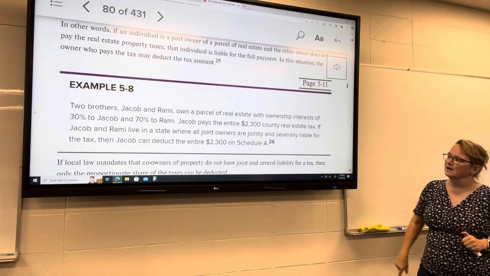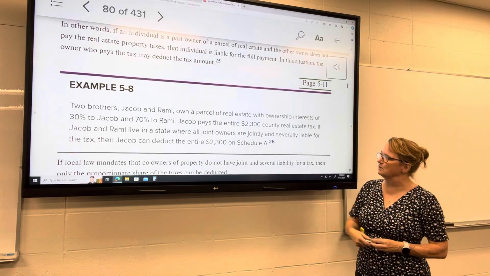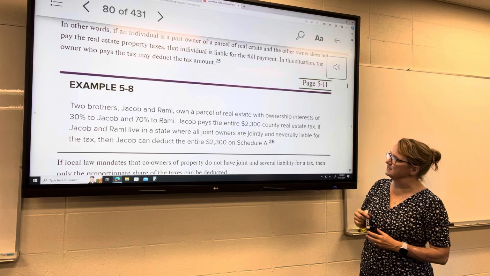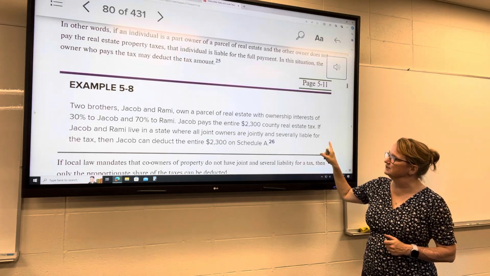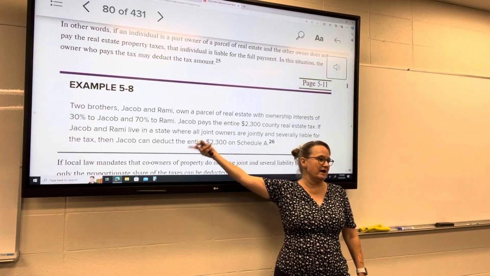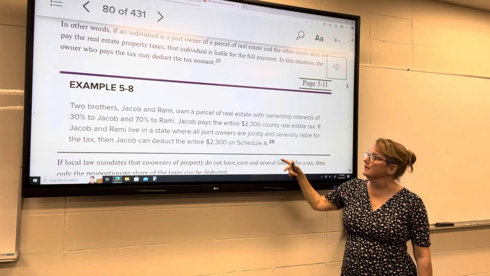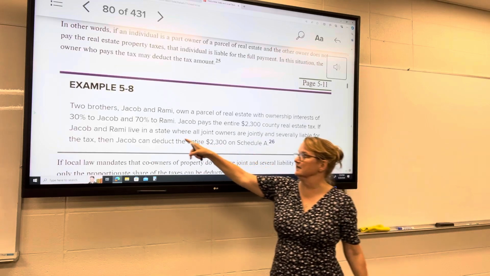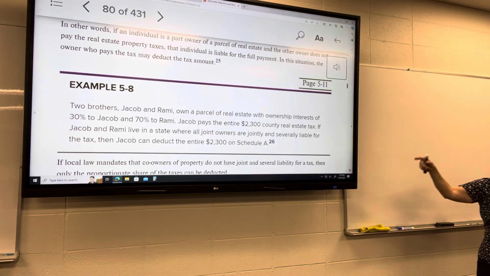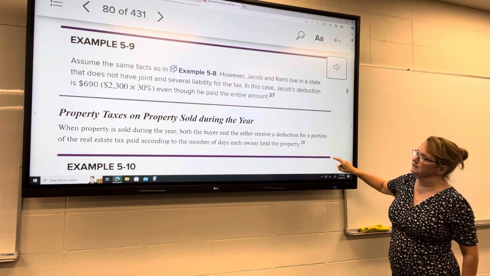Here's an example here. Jacob and Rami own a parcel of real estate with ownership interests 30% to Jacob, 70% to Rami. Jacob pays the entire $2,300 real estate tax. If they are jointly and severally liable, then Jacob gets to deduct the entire $2,300 because they could come after him for the whole amount, right? If they're not jointly and severally liable and he pays the $2,300, he's only going to get a deduction for 30% of that $2,300 because that wasn't his responsibility to pay. And there they calculated that out for you.